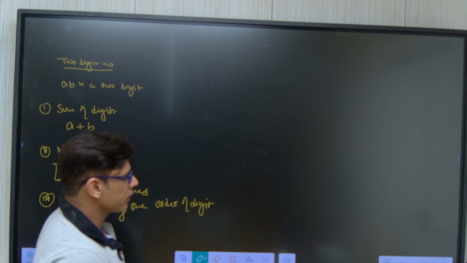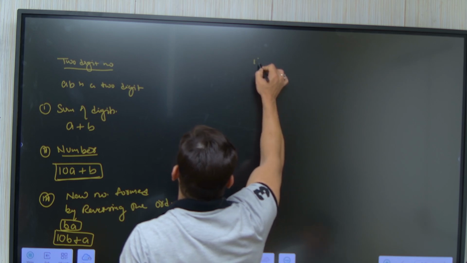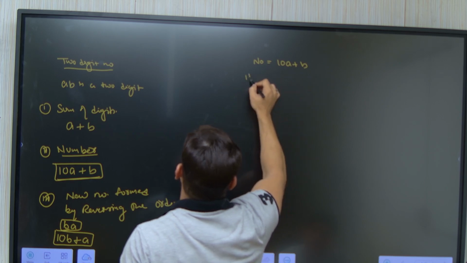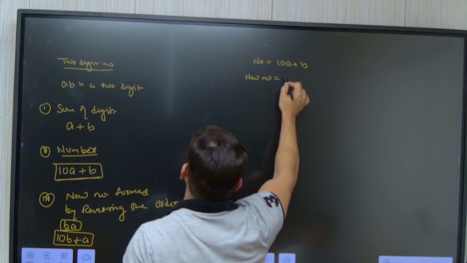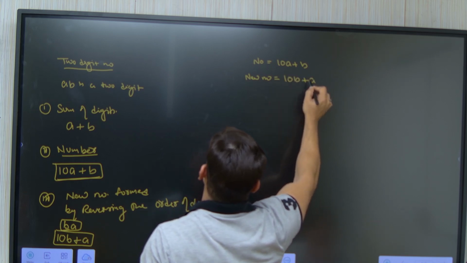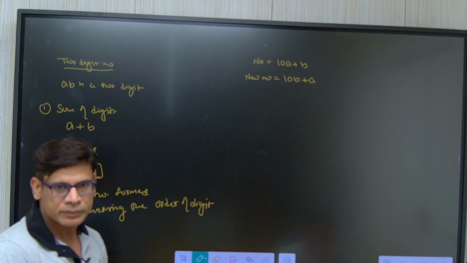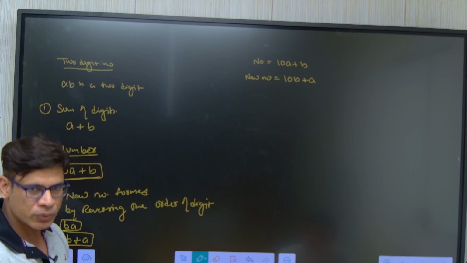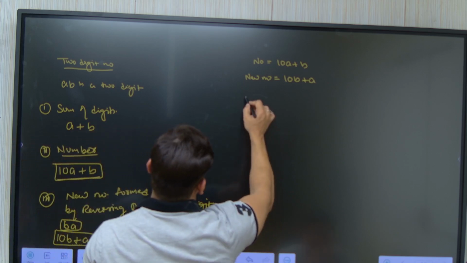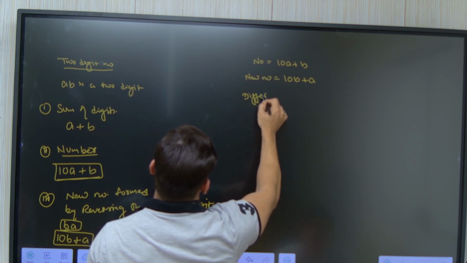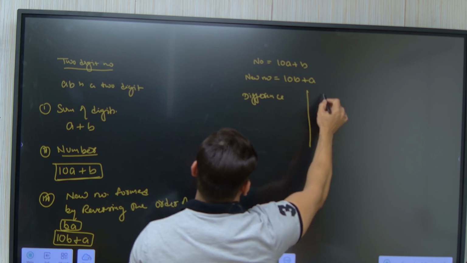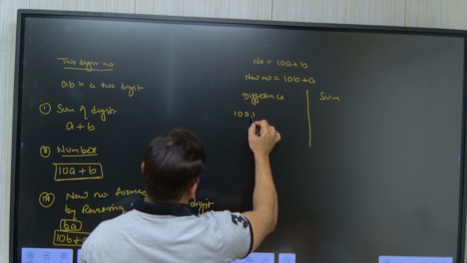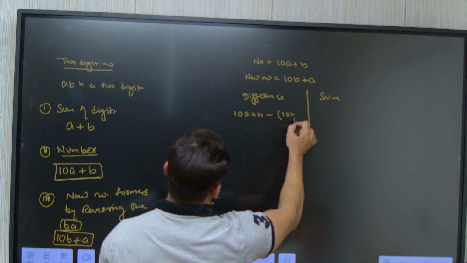So you have two numbers. One is the original number, which is of the form 10A plus B, and then you have a new number, which is in the form of 10B plus A, or not? Yes. Now, what happens if you take the difference of these two numbers? And what happens when you take the sum of these two numbers? Understand, when you take the difference, that is 10A plus B minus 10B plus A.